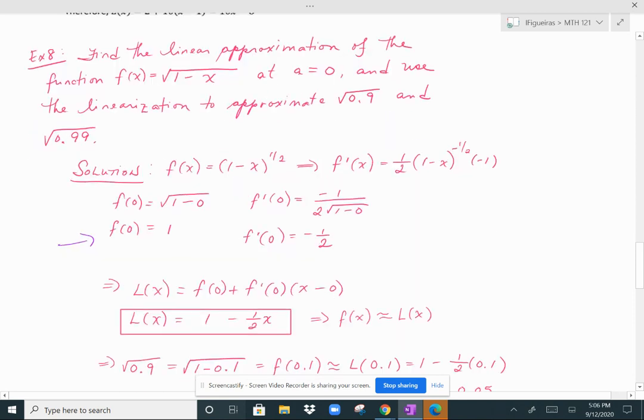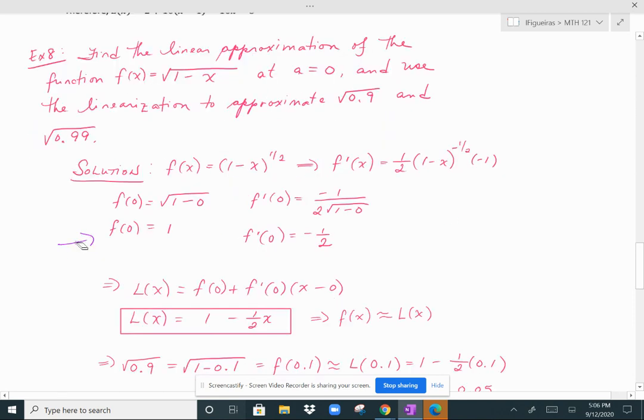All right, so now I'm ready to plug into my linearization. L of x is equal to f of 0 plus f prime of 0 times x minus 0. So that's the formula that I talked about above. We already did the work, so just plug in the numbers. So you get L of x is 1 minus 1/2 x. Remember, any function value will be approximately equal to whatever this line provides.